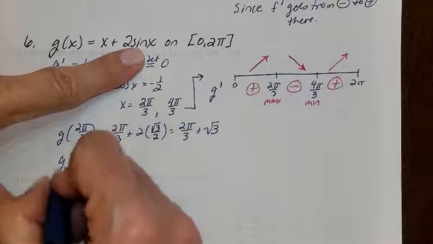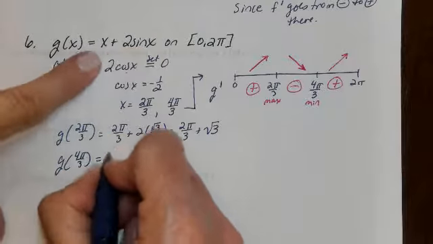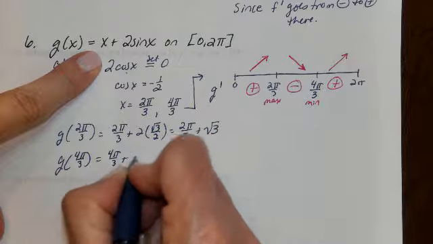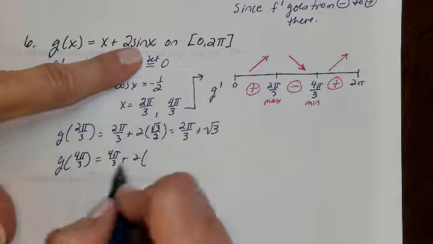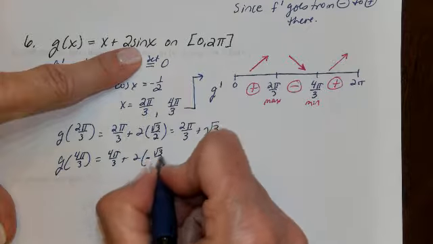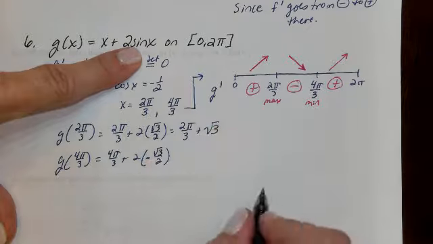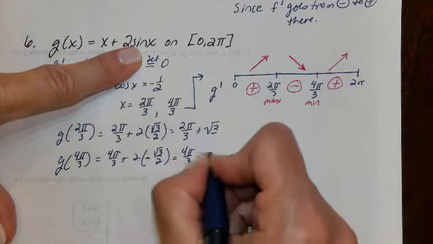Okay? And then g of 4 pi over 3 will be 4 pi over 3 plus 2 times sine of 4 pi over 3. It's in quadrant 3, so it's negative, and it's a pi over 3 where sine is square root of 3 over 2. So this will be 4 pi over 3 minus square root of 3.